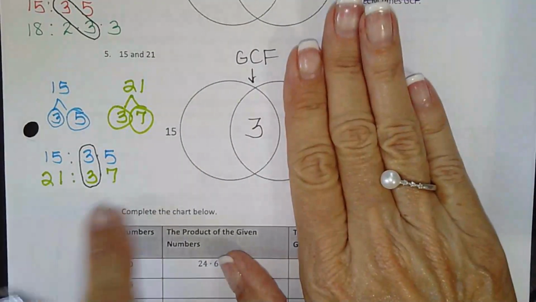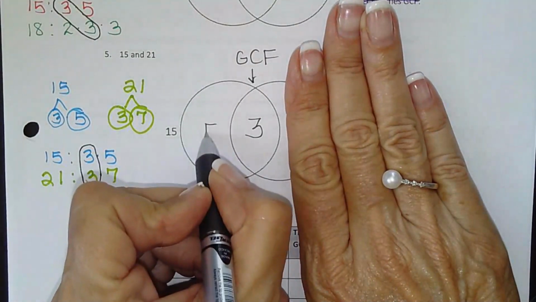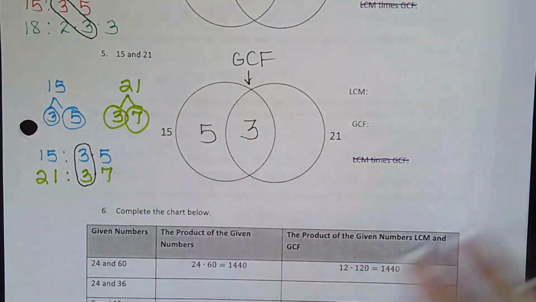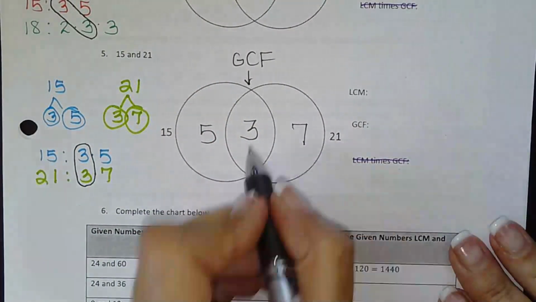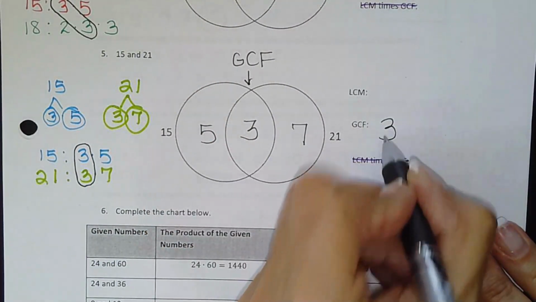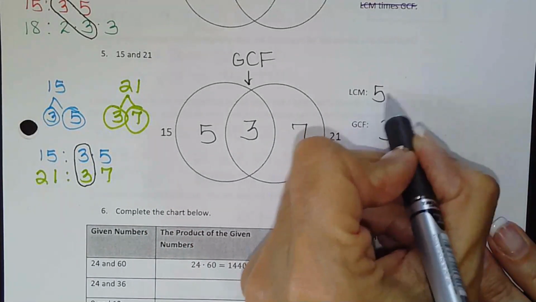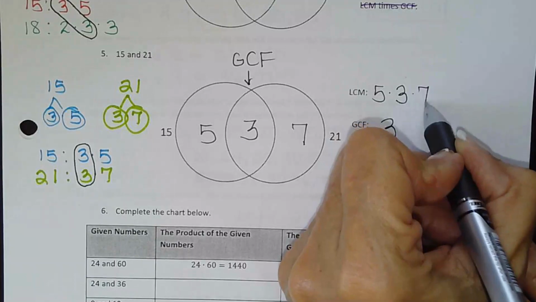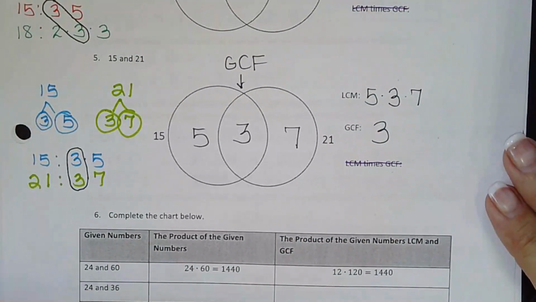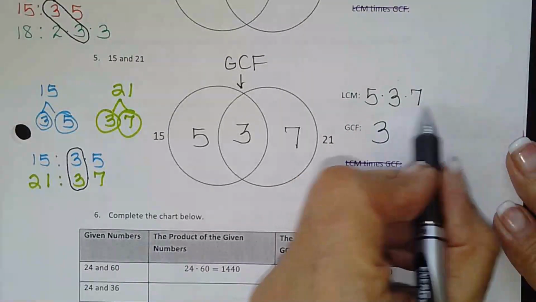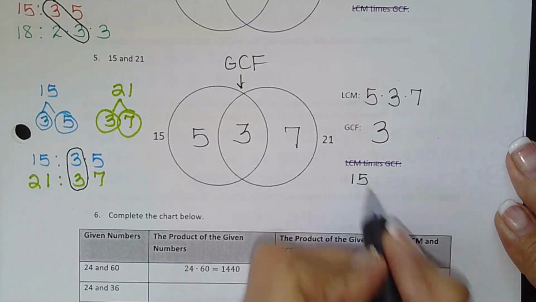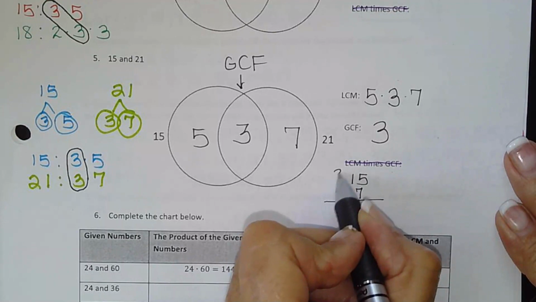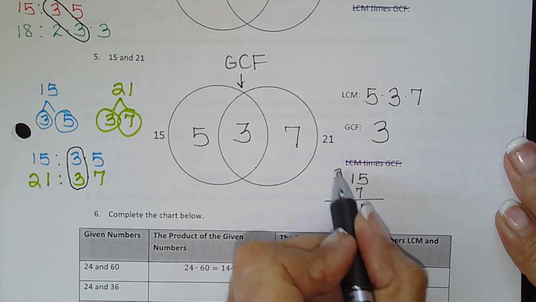And 15 is missing the 5. And 21 is missing the 7. So I know my GCF is 3. And my LCM is going to be 5 times 3 times 7. Multiply every number you see. So that looks like 15 times 7. So 15 times 7, 35, carry our 3, 7, 8, 9, 10.